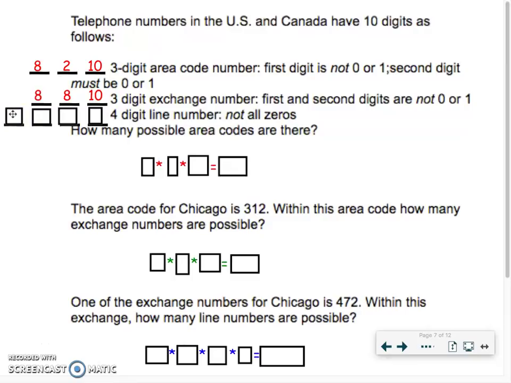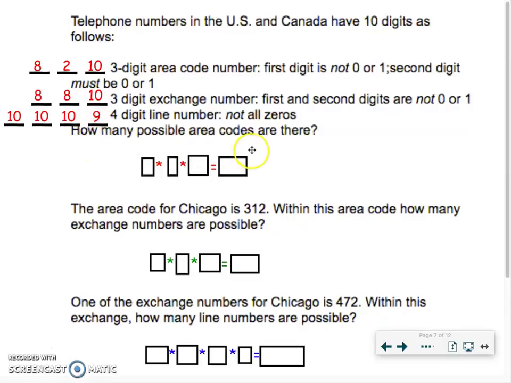And lastly, we have the 4-digit line number. The only restriction here is that it can't all be zeros. So basically, we have 10 options for every single one of these, except that one has to be 9, just in case the other ones were all zeros already, because we can't have 0 in all 4 numbers.